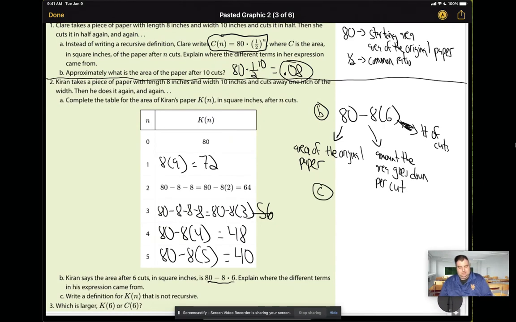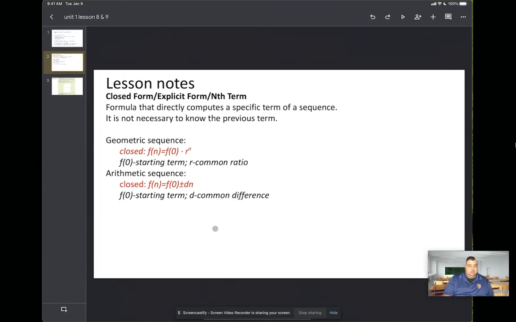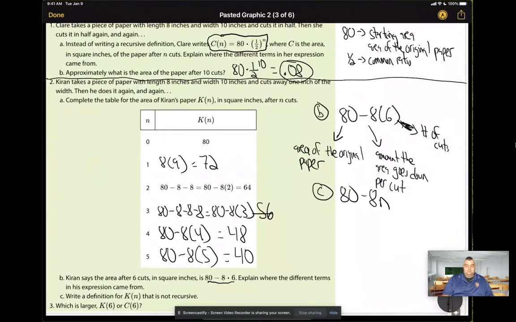C. Write a definition for k of n that is not recursive. So we're going to use this closed, explicit, or nth term form. Well, the easy way to do it is just to take up here 80 minus 8 and replace the 6 with an n. So k of n equals 80 minus 8n. And if we go back and look at our lesson notes, f of 0 is my starting term. That was where the 80 comes from. Notice it's a minus because we're going down. It was minus 8 because we're going down by 8 each time. So 80 minus 8n. So the definition for k of n that is not recursive is 80 minus 8n.